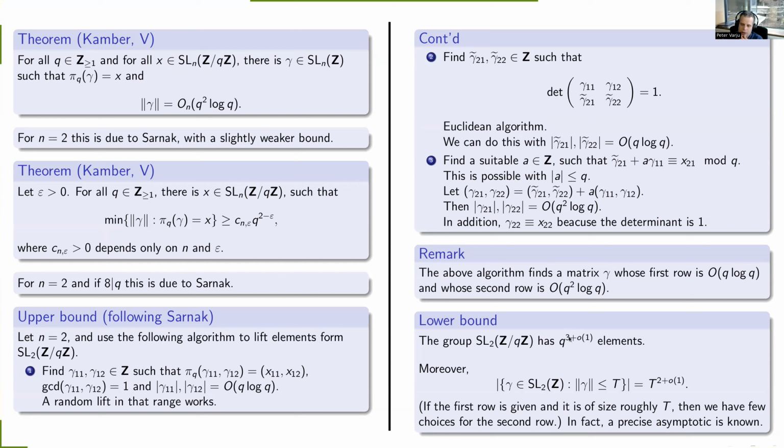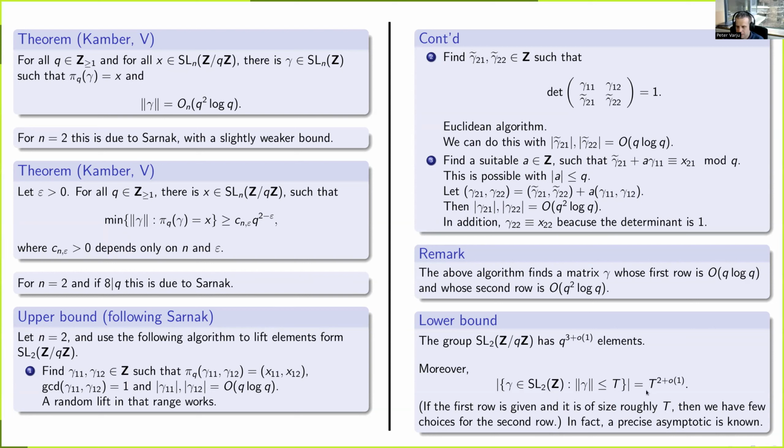And this is just because you have 4 entries and they need to satisfy one equation modulo Q. So that's the Q cube. And you can also determine how many integer matrices you have with determinant 1 with the coefficients bounded by some parameter t. And the answer to that is that this is roughly t squared.